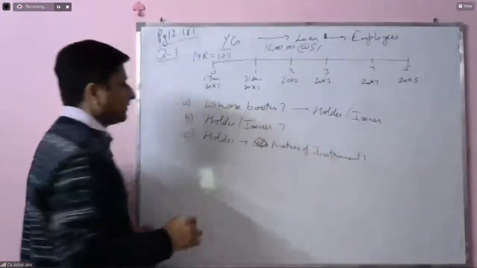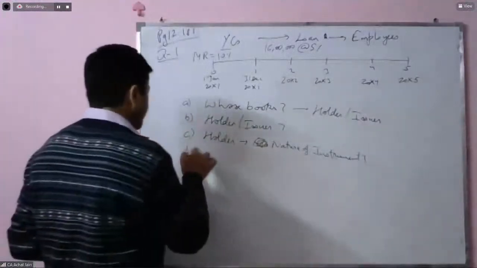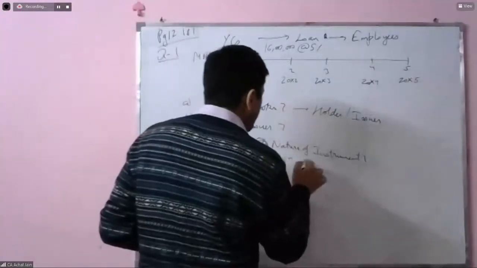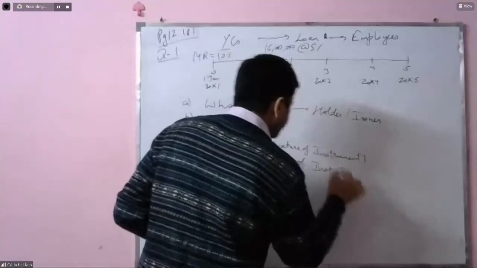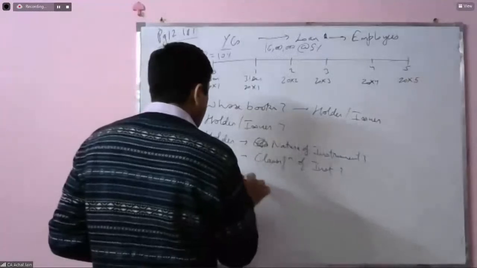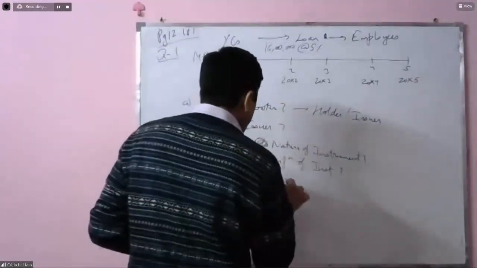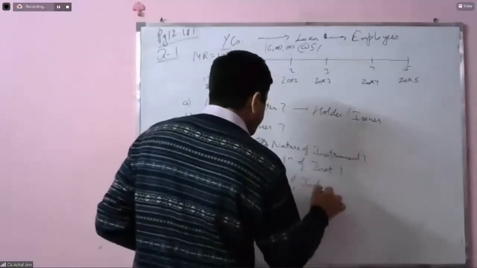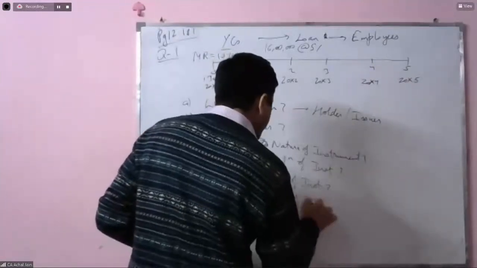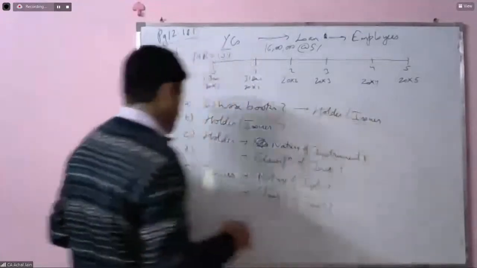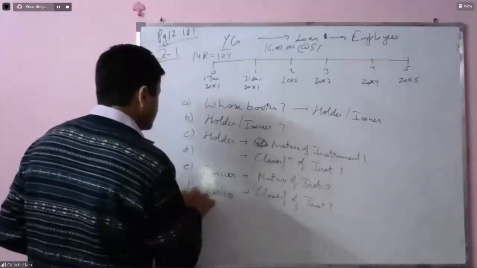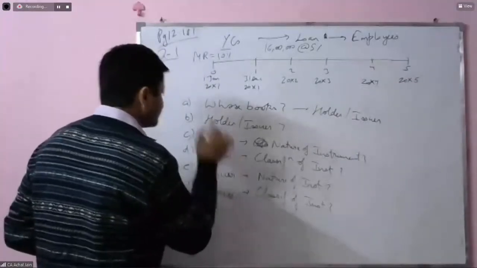Okay, and of course the classification of instrument. D. In the books of holder, what will be the classification of this instrument? E. In the books of issuer, what will be the nature of instrument and what will be the classification of instrument? Yes, this is F. This is also issuer and this is also holder.